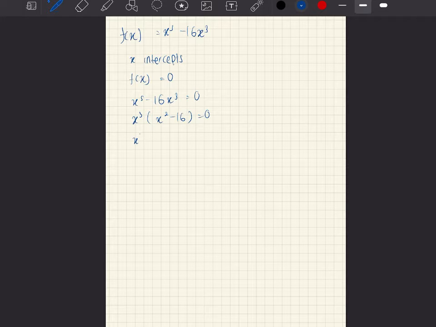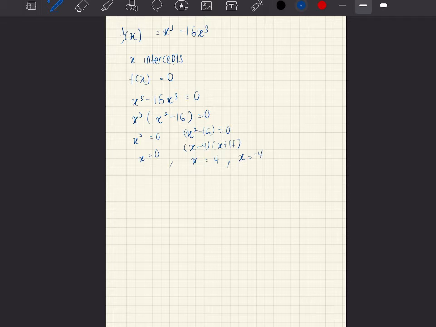So here we get x to the power of 3 equals 0, and the x value will be 0. For the other factor, we factorize and get (x minus 4)(x plus 4). So the x values will be x equals 4 and x equals negative 4. So we get 3 values of x here.